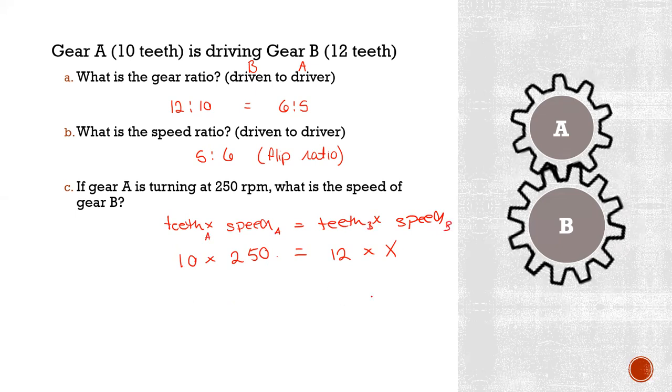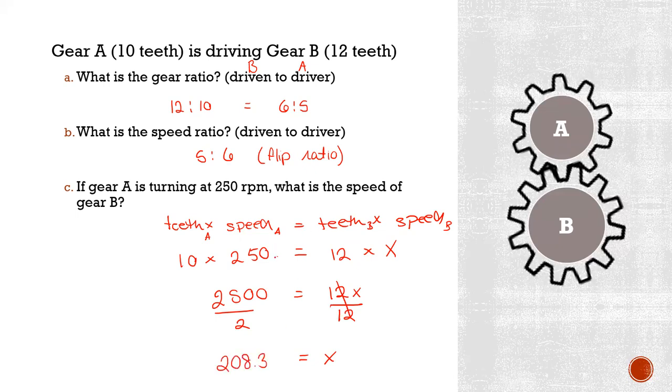All right, so we have 2,500 is equal to 12x. So 2,500 divided by 12 equals, well, the 12s cancel out, so x is equal to 208.3.